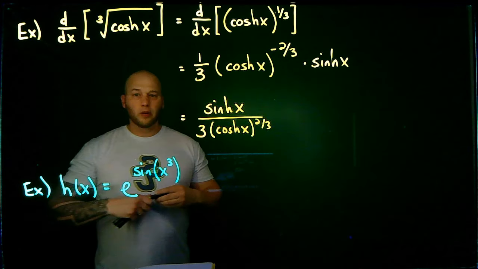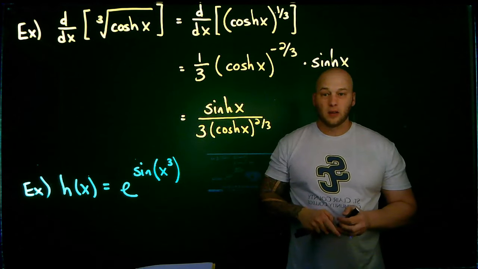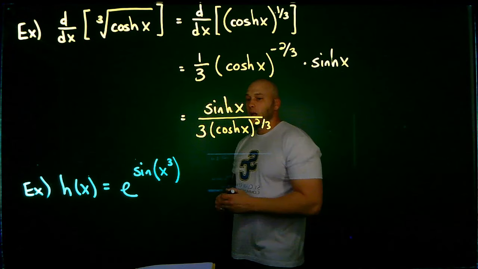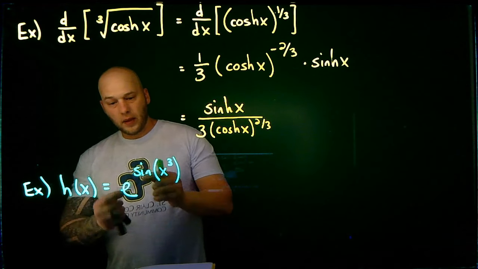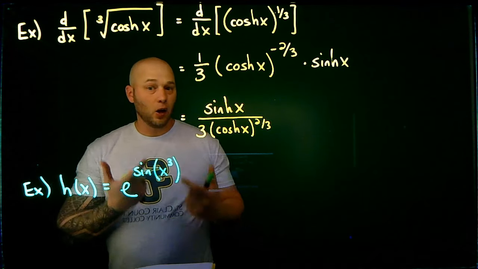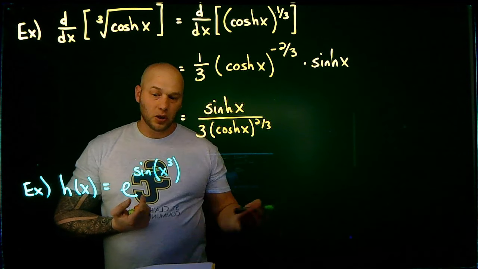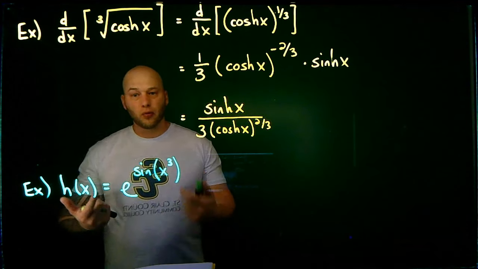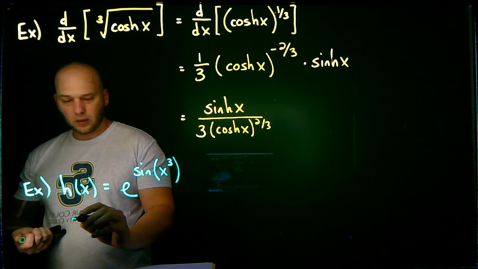Okay? And one reason why I do this specific one is because we already know what the derivative of sine of x to the 3rd is. Well, I know that this is a composition of the natural exponential function with sine of x to the 3rd. I also know that sine of x to the 3rd is another composition. This is the composition of 3 functions. And here's how the chain rule works in this particular case.